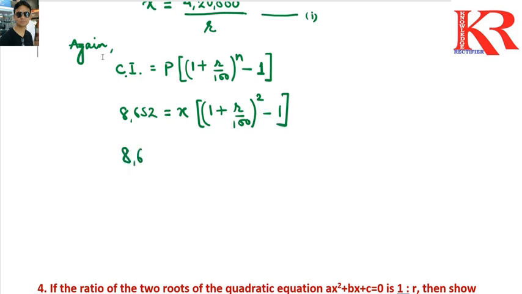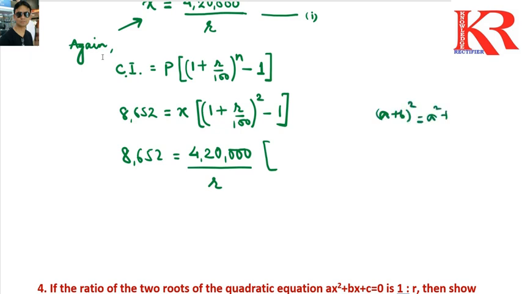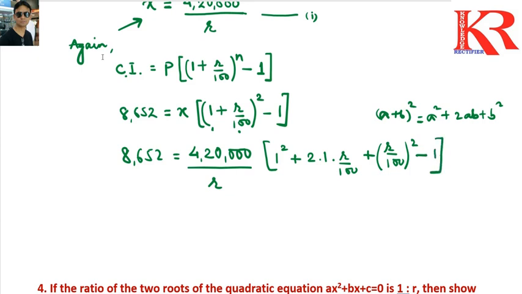And this will be 8,652 is equal to, for x we can write 420,000 by r from equation 1, and we will use the identity. Okay, a plus b whole square is equal to a square plus twice ab plus b square. That formula we will use here. This is a, this is b. So it will be a 1 square plus 2 into a into b plus b square, right?